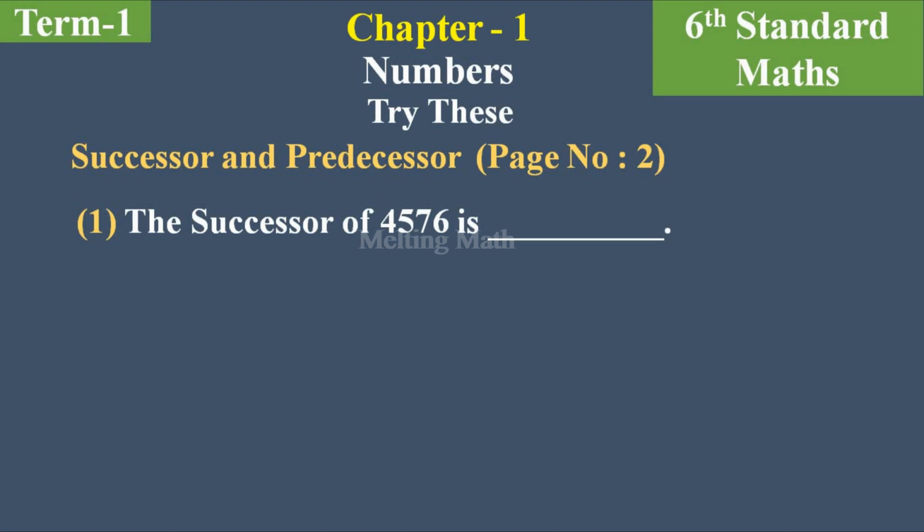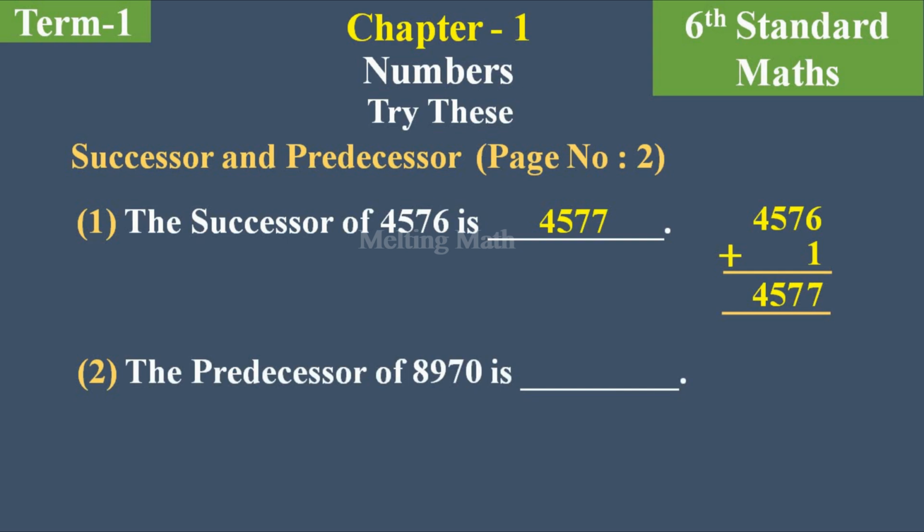So here the given number is 4576 and add 1 to it. Here 6 plus 1 is 7. Next digit 7 is there, and below there is no digit, so just write it as it is. Next 5, just write as it is. Next 4, just write as it is. So that's it, 4577. So the successor of 4576 is 4577.